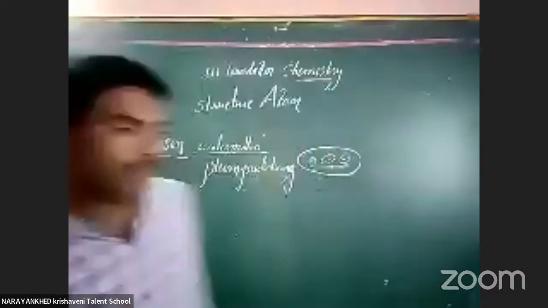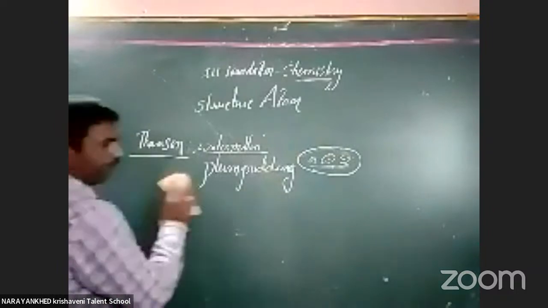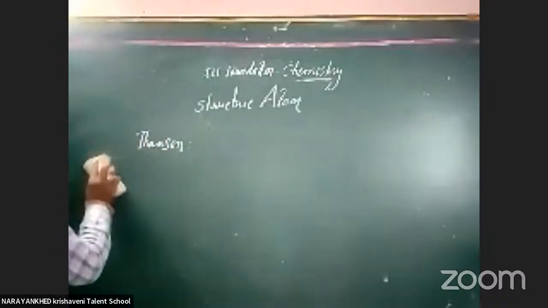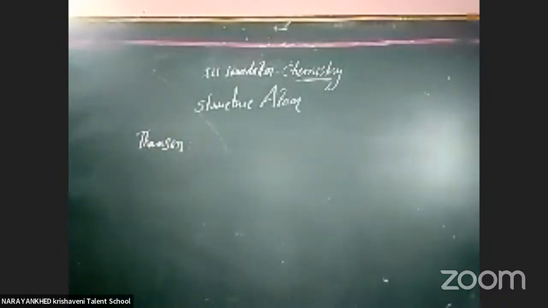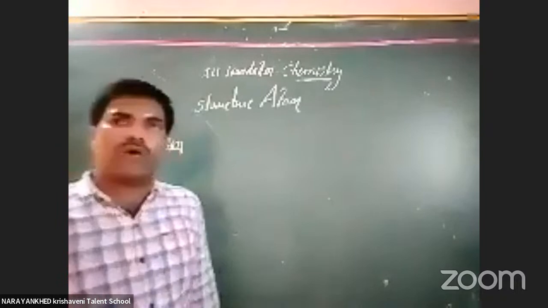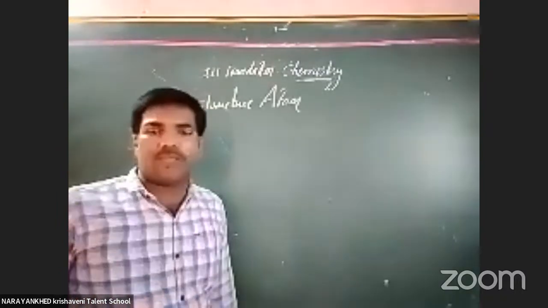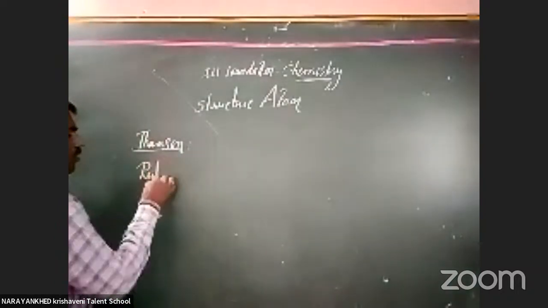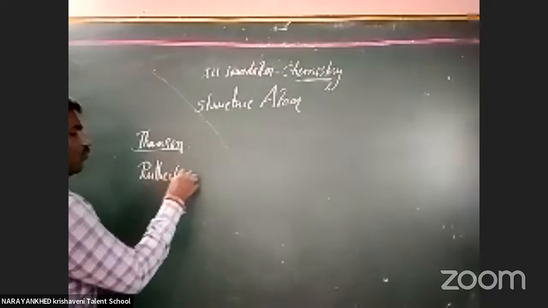Now, next concept. After this Plumpudding model, yes, this is the Thomson model. And next, after this, the Rutherford model. Next explanation. Next thing is about the Rutherford atomic model.